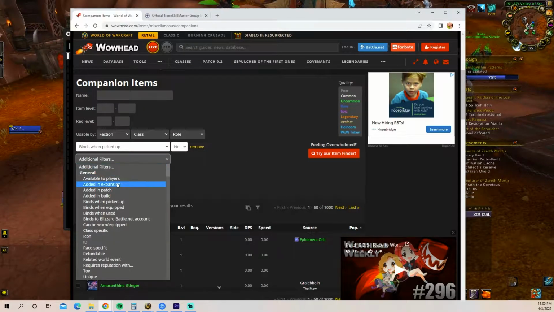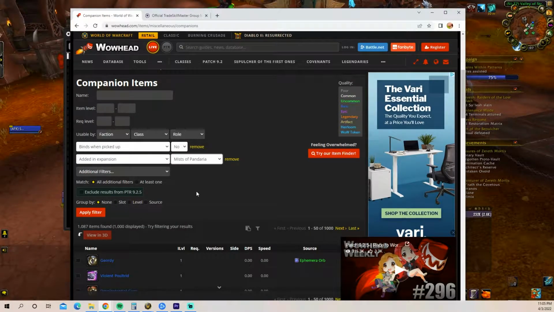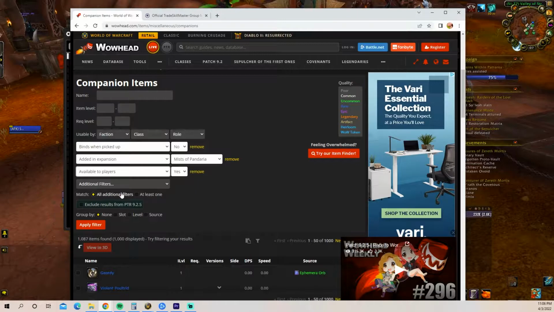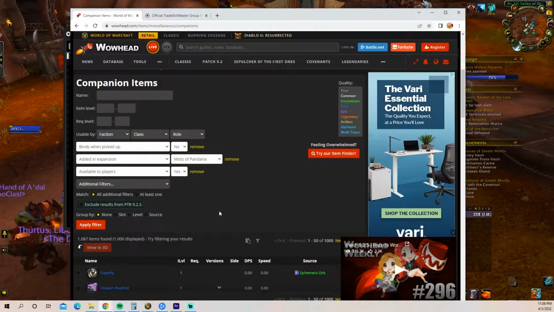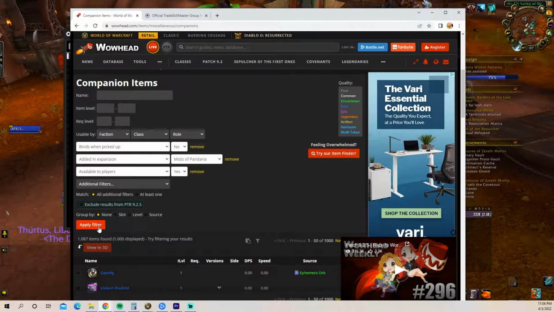Now, the other thing is, I don't need all these other pets. I just need the ones that were added in Mists of Pandaria. And then the final one, I don't think this changes the Mists one, but it can with some of the other ones. A lot of people miss this one: it's got to be available to players. Make sure that's on there. Otherwise, it's going to show you some stuff that might have been removed or just simply isn't available anymore. Maybe it was a limited time sort of deal or something. So I got all three of the ones I want. Apply filter.